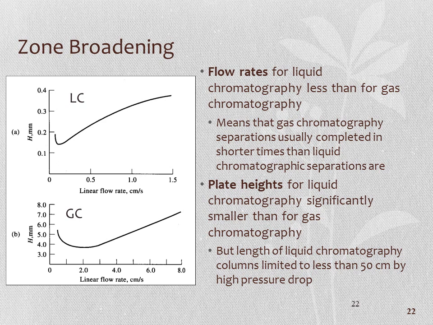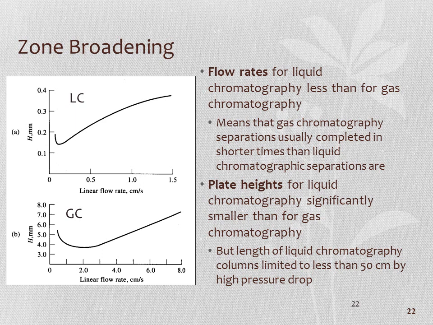Here we have two beautiful Nike swoosh type pictures or graphs for LC on top and GC on bottom. What's being plotted is the plate height on the y-axis and the flow rate of the mobile phase on the x-axis. There are two differences that you should notice between LC and GC. The first difference is that the x-axis, the flow rate, is a lot smaller for liquid chromatography than for gas chromatography. Because your mobile phase is moving more slowly in LC, it usually means that the GC is going to be faster. The other thing to notice is that the plate height for LC is also a lot smaller than for GC, which would mean that the LC is going to be more efficient, right?